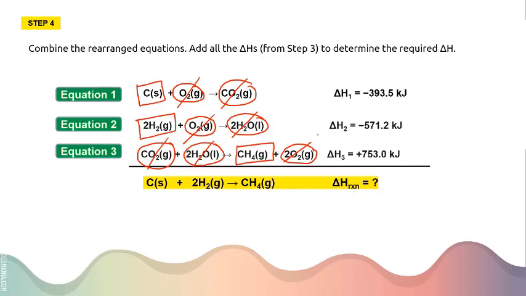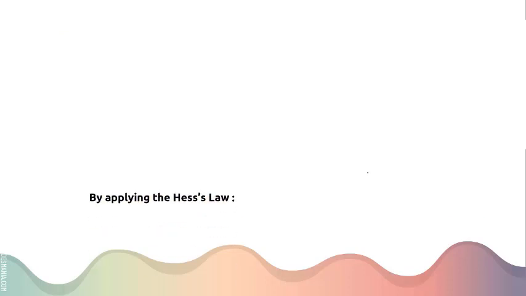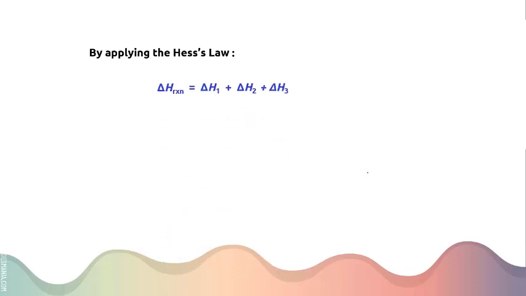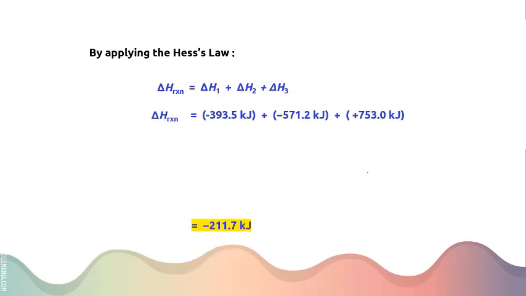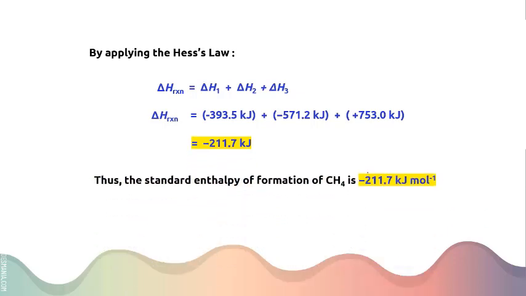So, how to calculate the required enthalpy? By applying Hess's law, where enthalpy of the reaction is equal to delta H1 plus delta H2 plus delta H3. Substitute all the values of the enthalpy and you will get the standard enthalpy of formation of methane is negative 211.7 kilojoule per mole.